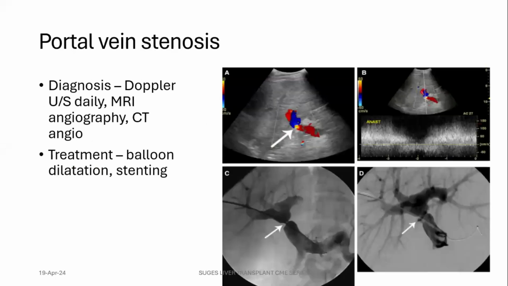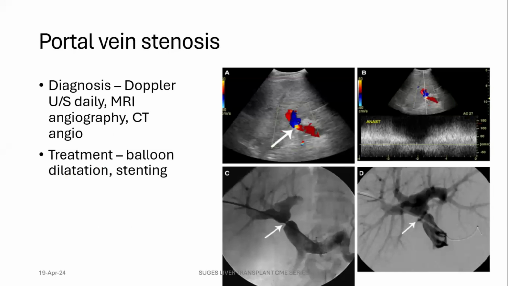These are just some images of a portal vein stenosis. This is different to portal vein thrombosis. It's not common, but it can occur. Again, the patient will have features similar to portal vein thrombosis or portal hypertension.